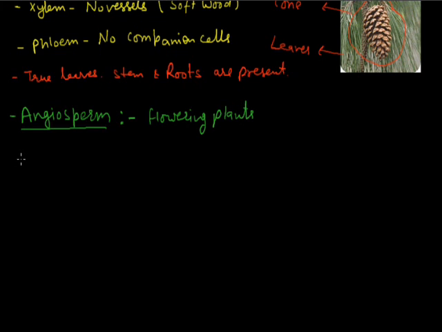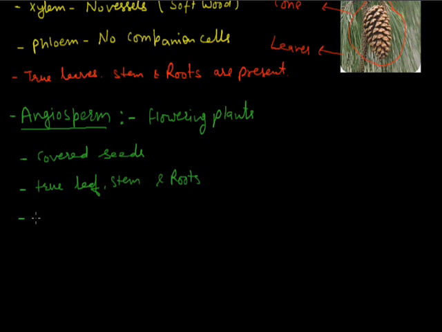In this category of the plants, they are having the covered seeds. Covered seed means the seeds are covered in the fruit wall. So this plant is having the covered seeds. Next, they are having true leaf, stem and roots also.